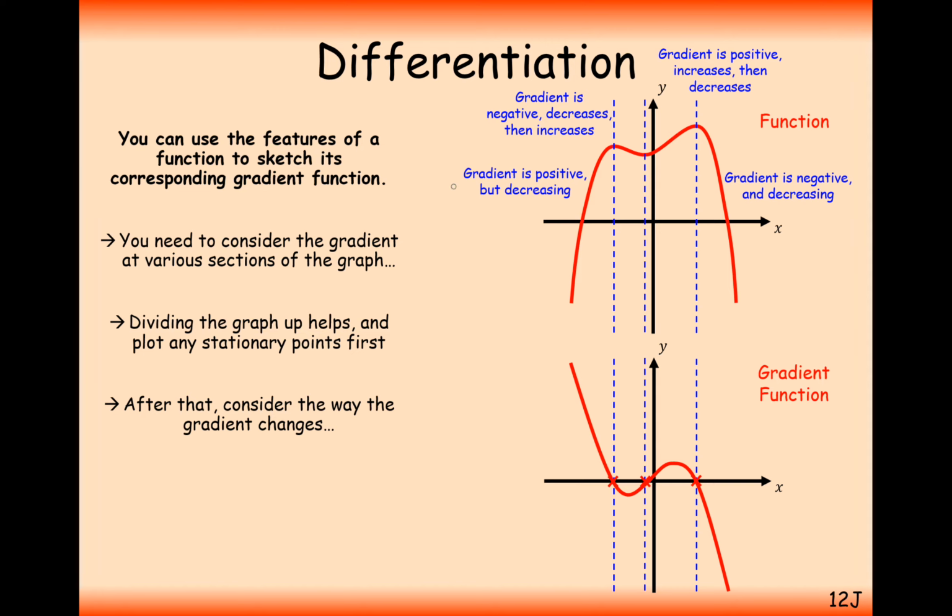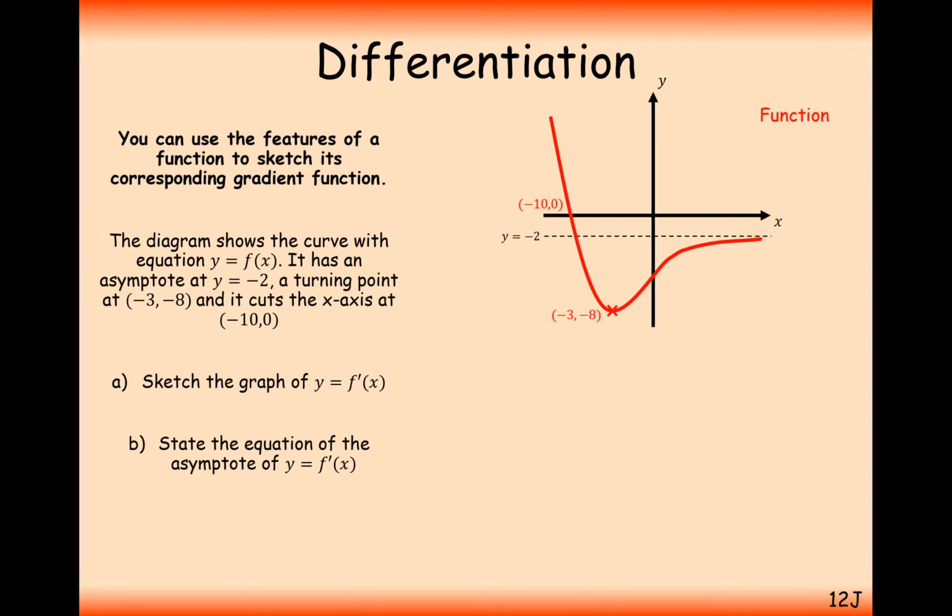So what we get here for the first part of the graph, the gradient is positive but decreasing. The second section of the graph here, the gradient is negative. That's why it's below the x-axis here, but it's increasing. The next section of the graph has a positive gradient, so that's why it's above the x-axis here. And then in the last part of the graph here, it has a negative gradient, so that's why it's in the negative quadrant there. Okay, so that's the basics of how you would sketch a gradient function.